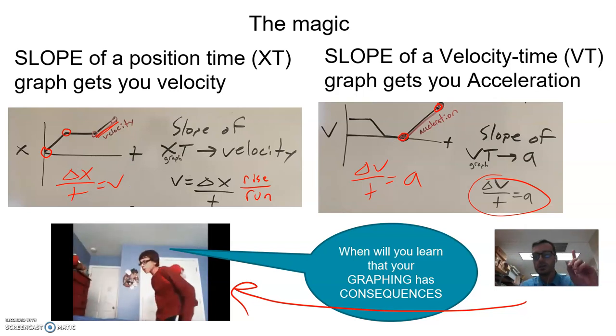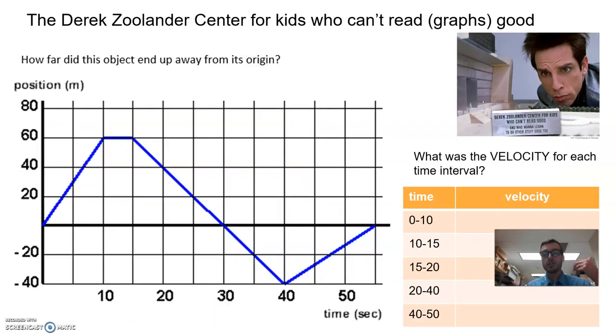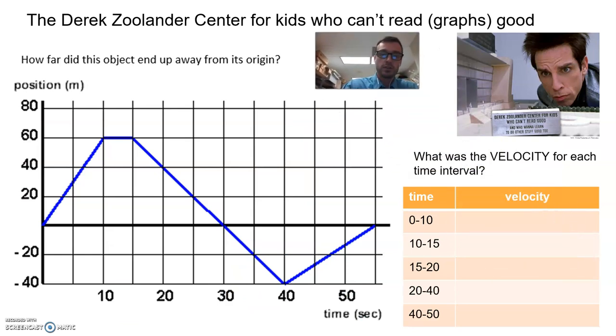So the first thing that we learned briefly in the last lesson is this idea of slope. But we can actually find even more things with graphs. So let's first start with the Derek Zoolander Center for Kids Who Can't Read Graphs. Good. We want to learn how to do other things good too. How far did the object end up away from its origin?